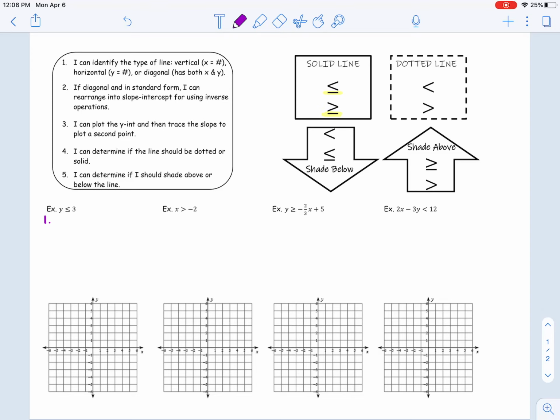Identify the line. Is it vertical, horizontal, or diagonal? So I know that this is a horizontal line because it has y and a number. Since it's a horizontal line, I can skip step 2. I can skip step 3. And I'm just going on to talk about how I'm going to draw that line in. So number 4, looking at the inequality, it is less than or equal to. So that means that I need to have a solid line because of the or equal to.